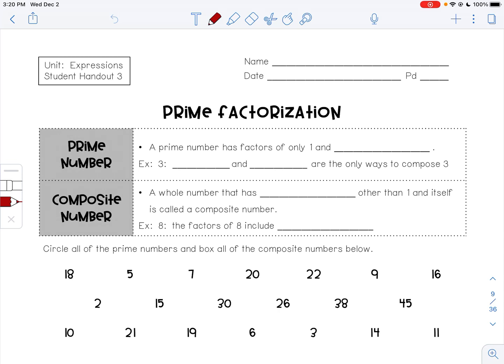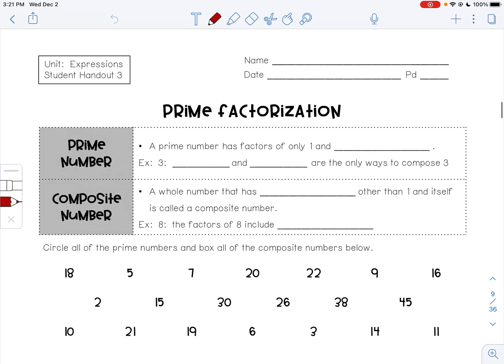Well, prime numbers are like the building blocks of all the other whole numbers. So in fact, whole numbers that are not prime are also called composite numbers because they are composed of prime numbers. Composite, composed, same word. So that means that you can get composite numbers by multiplying prime numbers together. Mind blown, right? Okay, let's get into our notes.